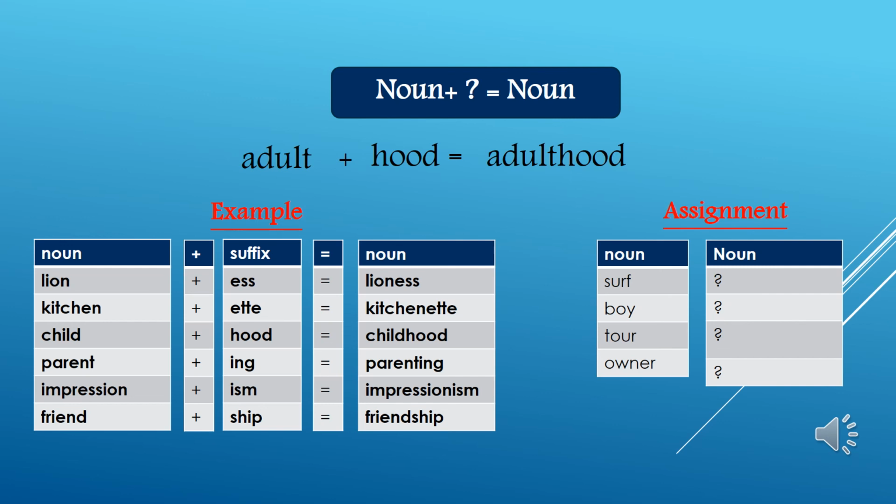So how can you improve your vocabulary? You can play with words to enrich your vocabulary. So I have again given you some examples like lion. Lion plus ess is equal to lioness. So lion was a noun and lioness is also a noun. Kitchen plus ette, kitchenette. Child plus hood, childhood. Parent plus ing, parenting.